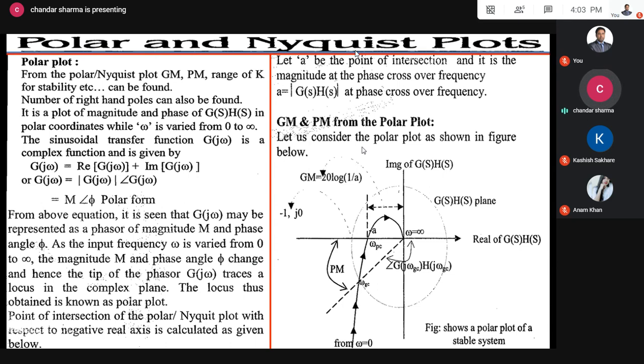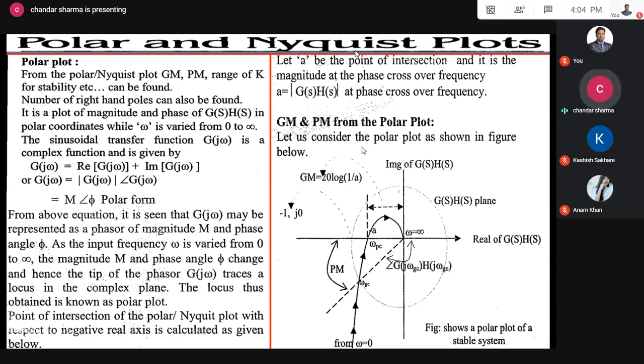For sketching of the polar plot, we have to keep in mind the following information. Number 1, the behavior of magnitude and phase of transfer function at ω equal to 0 and ω equal to infinity. Number 2, the possible form of intersection of polar plot with the real and imaginary axis of the S-plane and value of ω at the intersection point. So you can see from the polar or Nyquist plot, we can find gain margin, phase margin, various range of K for stability, etc. Number of right-hand poles can also be found.